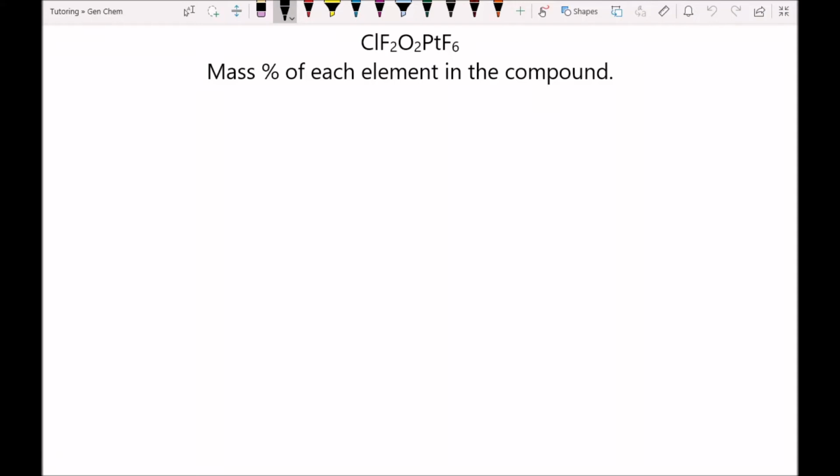So in this problem, we're given a compound, ClF2O2PtF6, and we're asked to find the mass percentage of each element in the compound. So to do that, we have our compound, ClF2O2PtF6, and we're going to imagine that we have 1 mole of this compound.